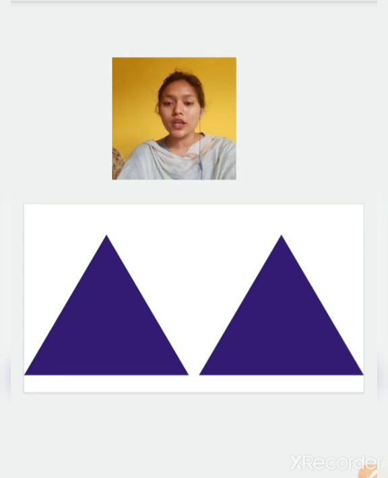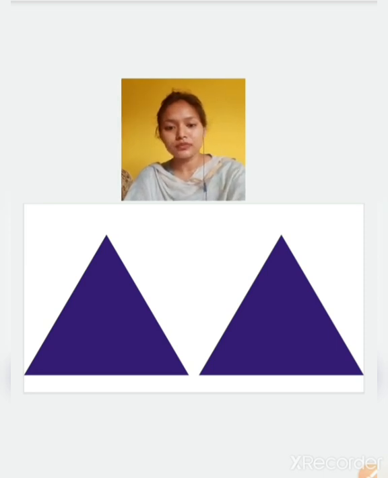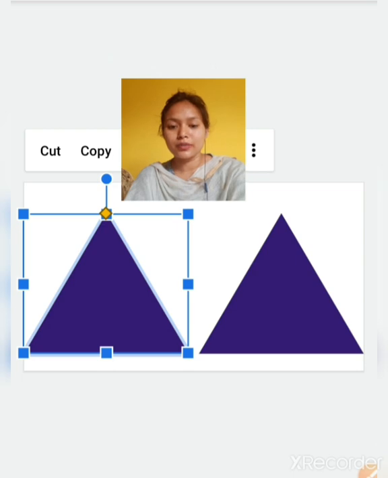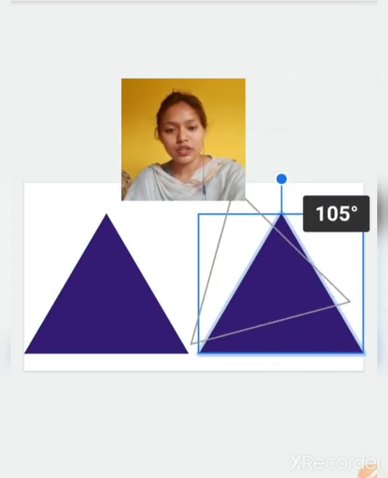Now let's see these triangles. Are these triangles looking same? Yes, these triangles are looking exactly same. So are they showing this rotational symmetry? We will see. See, you can see they are similar. So we will rotate this figure to 180-degree.